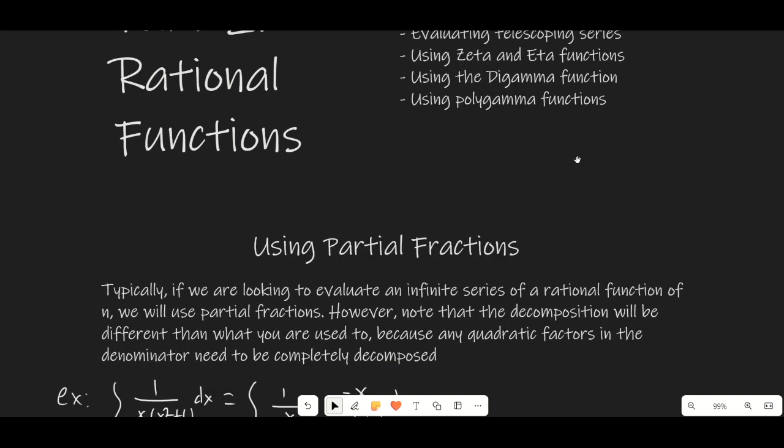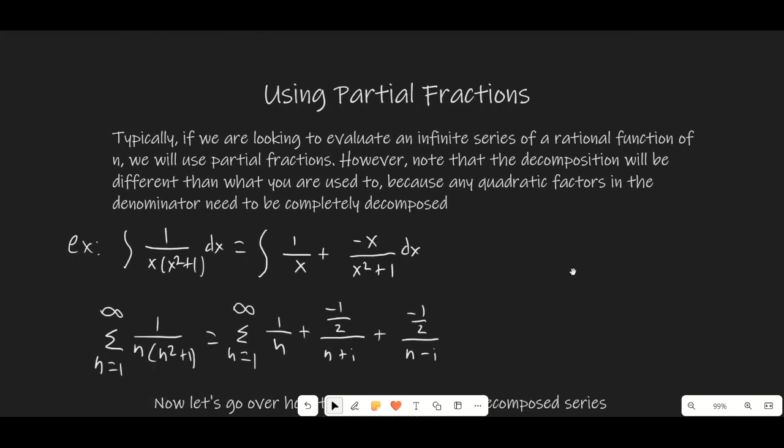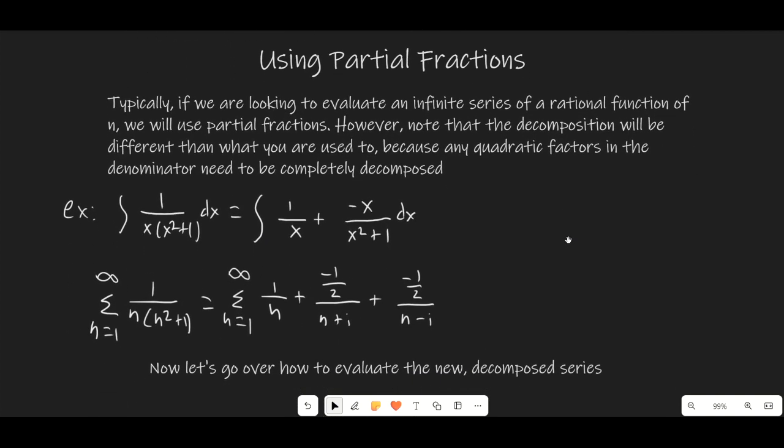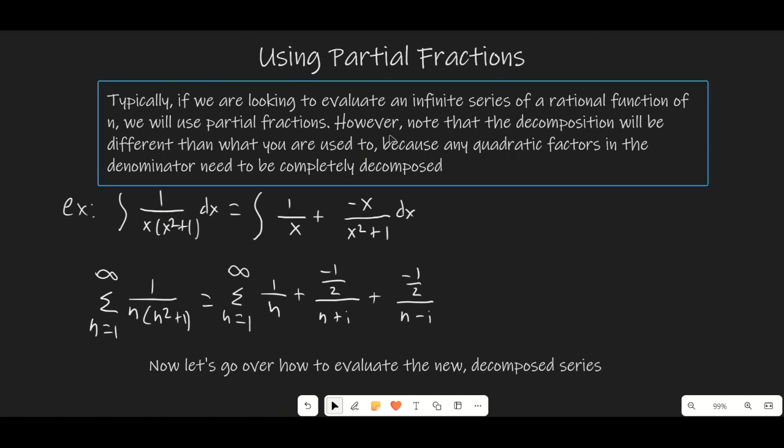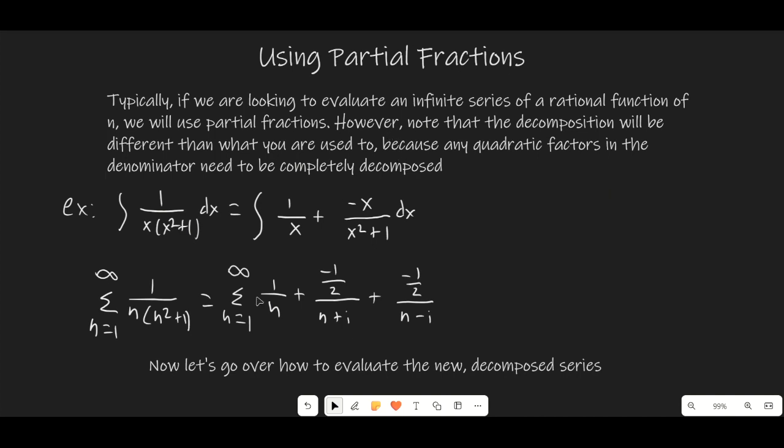So using partial fractions. If we have a rational summation, we're generally going to use partial fractions to break it down into smaller parts that we can then evaluate one by one. The main difference between this and integration, as you can see here, is with integration, when we have 1 over x times x squared plus 1 dx, this will be decomposed into 1 over x plus negative x over x squared plus 1 dx.